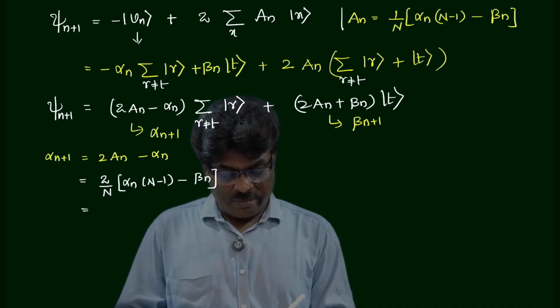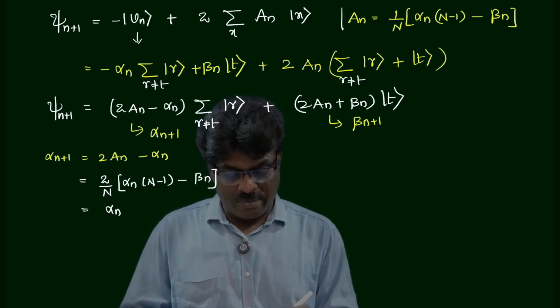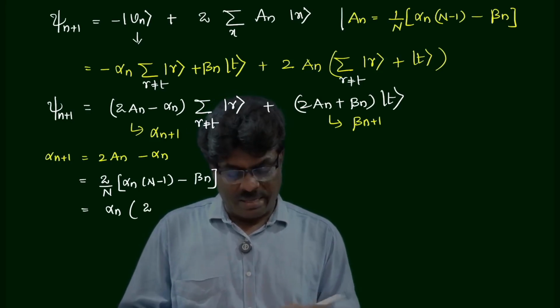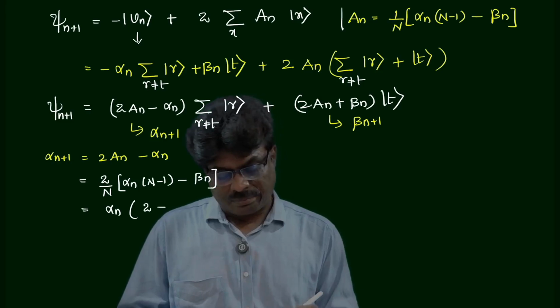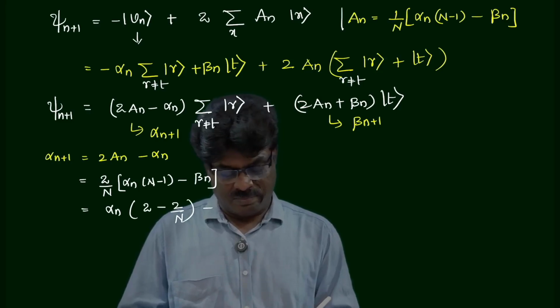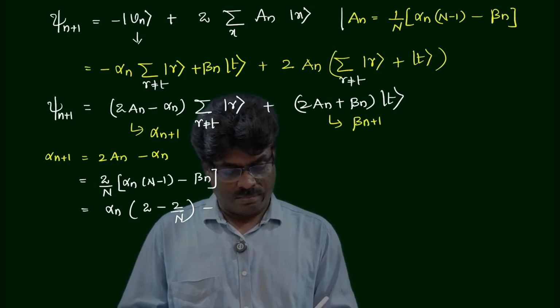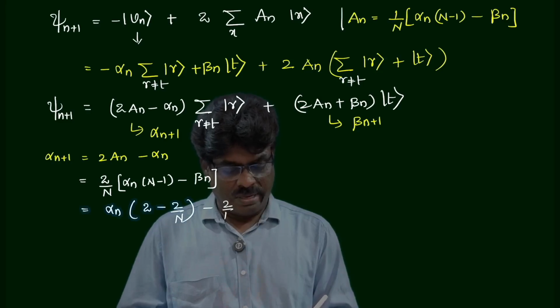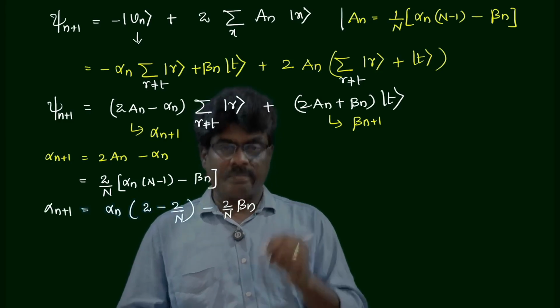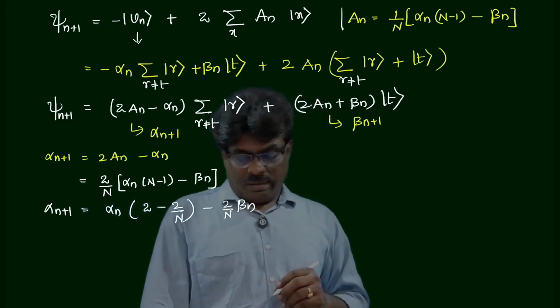So this is nothing but alpha n common. I'm taking common. So 2 will be there because n by n cancels, minus 2 by n beta n. That's it. Okay.